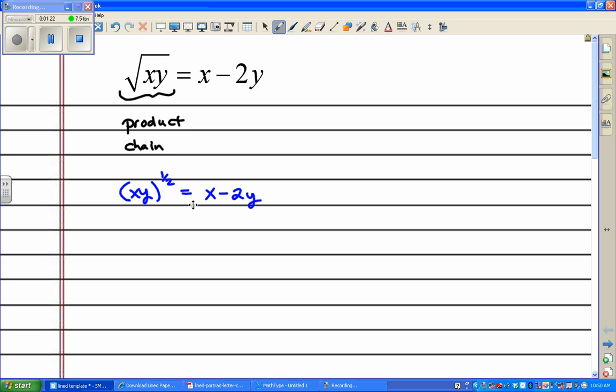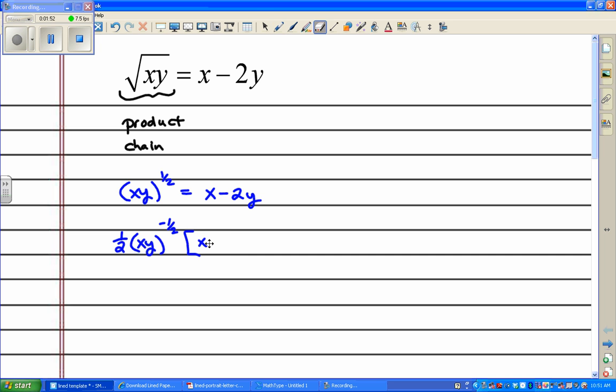Okay. The chain rule tells you to bring that 1/2 down in front. So we go 1/2 times the inside xy, and then I subtract 1 from the exponent, and I get negative 1/2. Now, the chain rule also says that you have to then multiply by the derivative of the inside, and now that it's x times y, that's going to tell us that we have to use the product rule inside the chain rule.